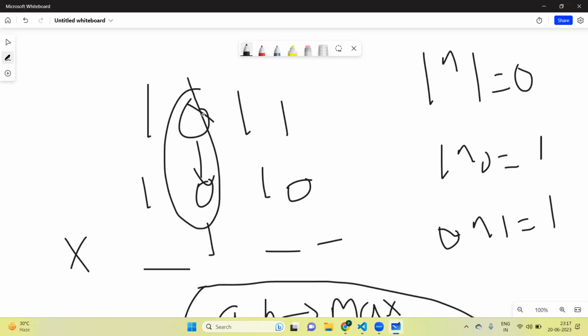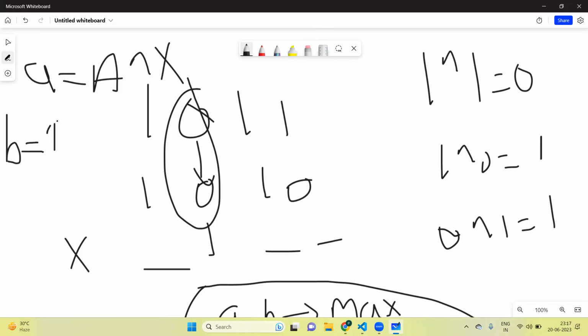So we will maintain two variables. One variable, let's denote as a, which will be equal to a or x that we are finding. And we will also maintain another variable b, which is equal to b or x.